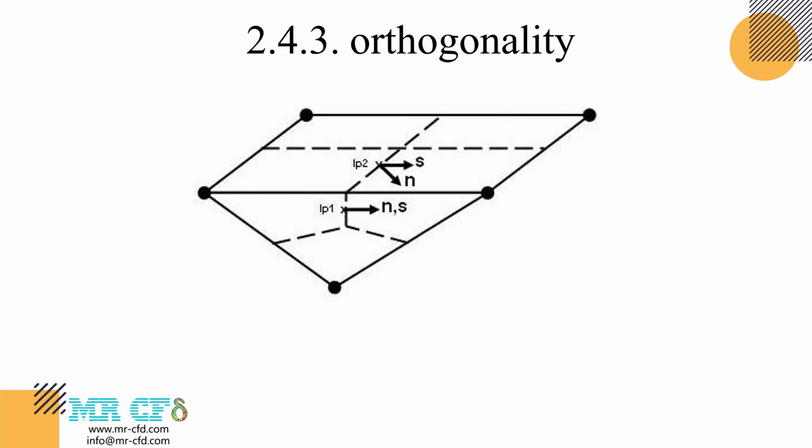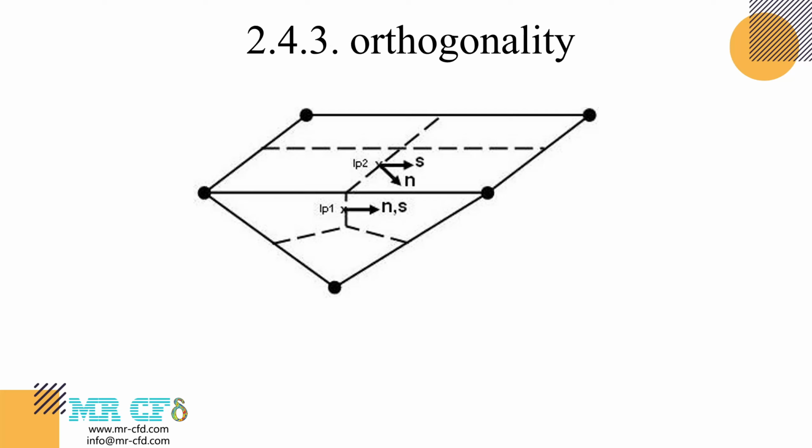Mathematically, orthogonality can be expressed through the dot product of two vectors: the vector connecting adjacent cell centers, shown as S in our diagram, and the face normal vector, labeled as N in the illustration. Perfect orthogonality occurs when these vectors are parallel, resulting in a value of 1 for their normalized dot product.